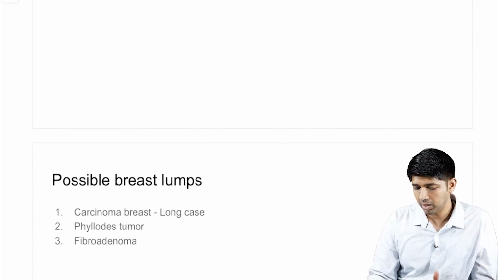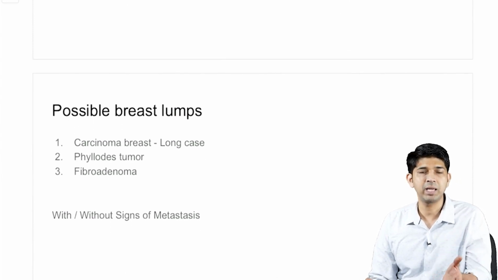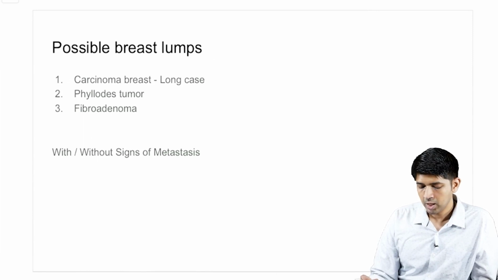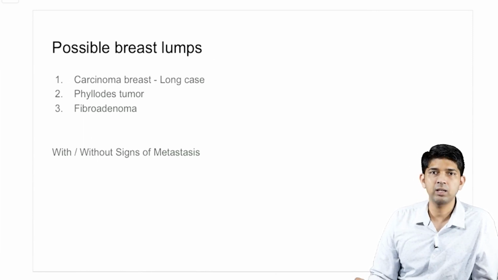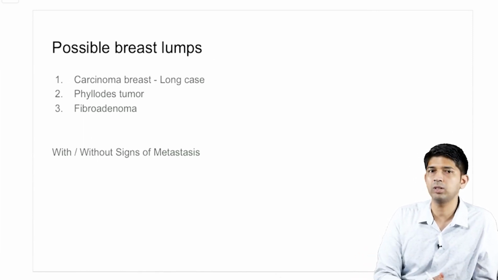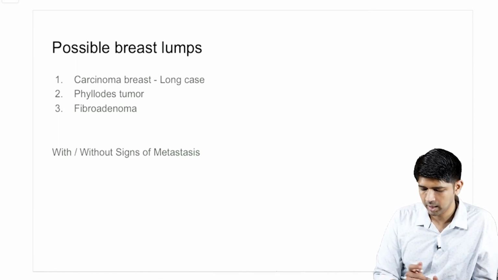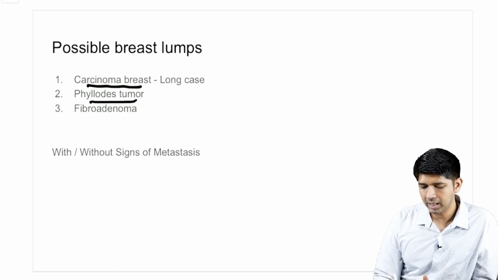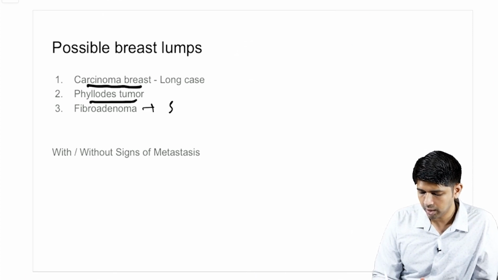Now this is probably the most important because it comes as a major case and you need to know what are the important points that you need to look for. So what are the possible breast lumps that you see in your OPD basis or the possible exam cases that you're going to get? One is it could be a carcinoma of the breast. Second, it can be a phyllodes tumor, or sometimes they might even give you fibroadenoma as a short case in your exam.